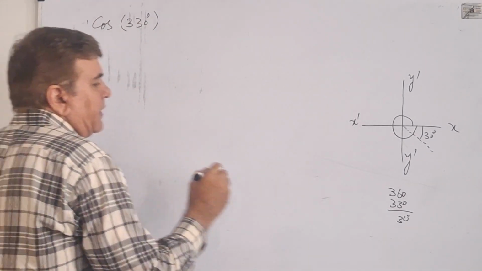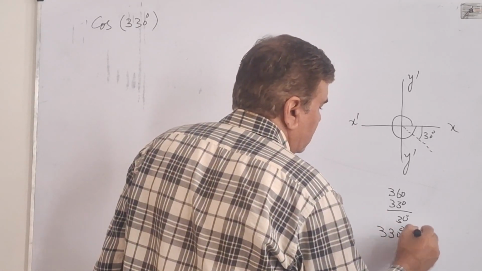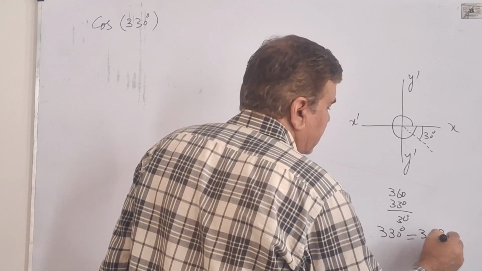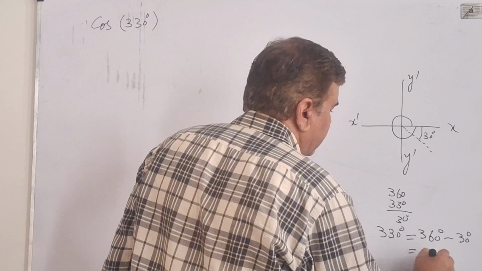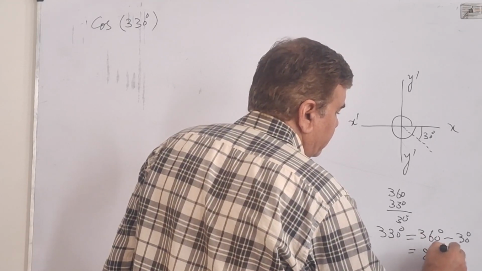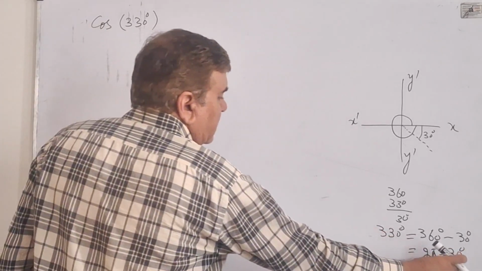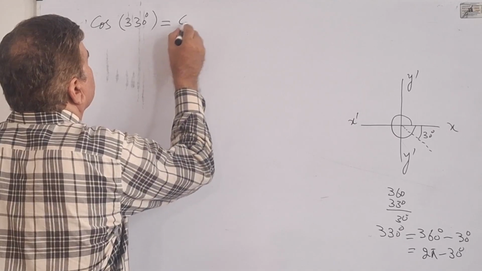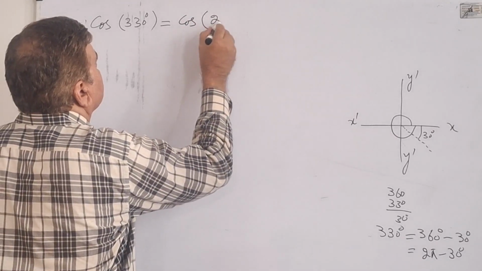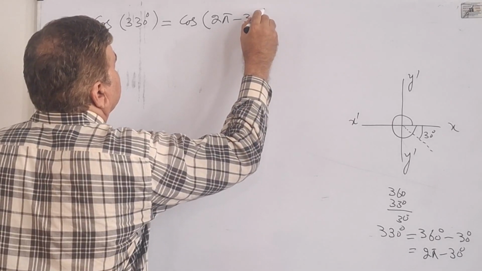So I can write that 330 degrees equals 360 degrees minus 30 degrees. In terms of radian, I write 360 degrees as 2 pi, and this is this thing. So I can use this value for 330 degrees in this relation, cos of 2 pi minus 30 degrees.